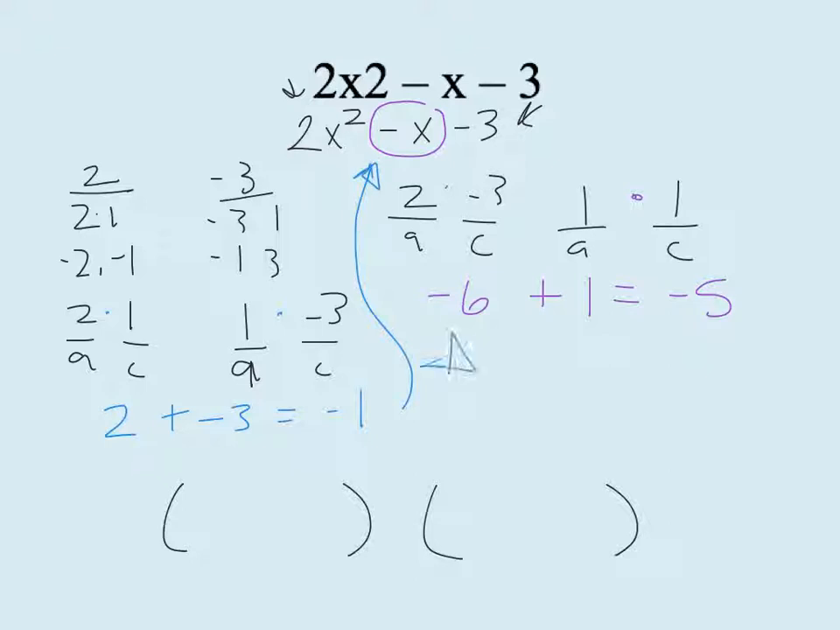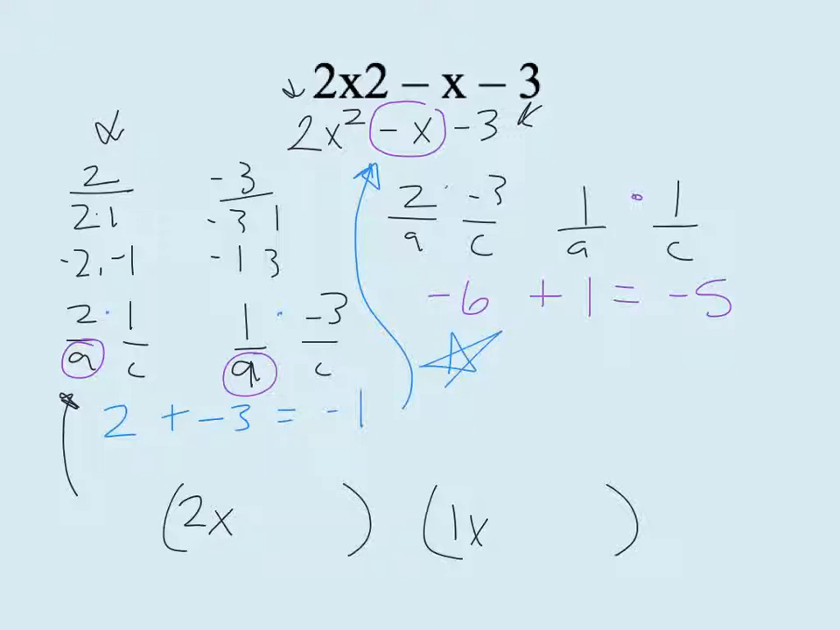So this one works out. When you're writing out your parentheses though, you have to be careful. For this first A and C combination, whatever is with the x to begin with, so that's my A, should stay with your x. My two factors for A would be 2x and 1x. Those were both my A's if you look here.